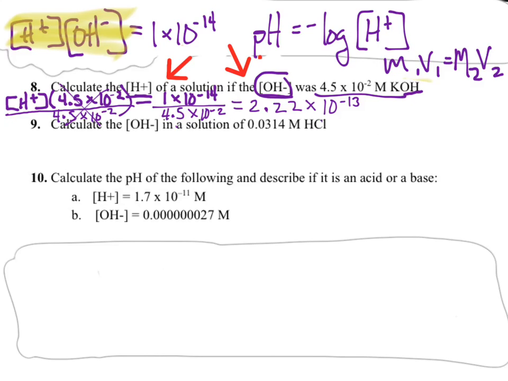Now for number 9, notice it says calculate the hydroxide ion if a solution has 0.0314 molar hydrochloric acid. Now there's nothing in here about H plus, right? Except that we're saying it's hydrochloric acid, which when we put it in water is going to split up, and it is going to make the H+.